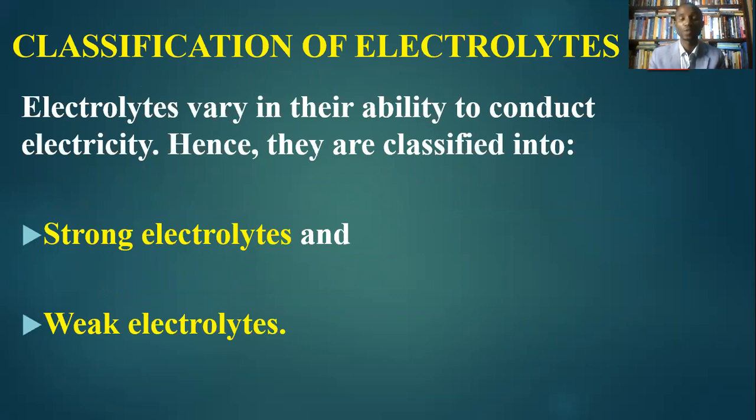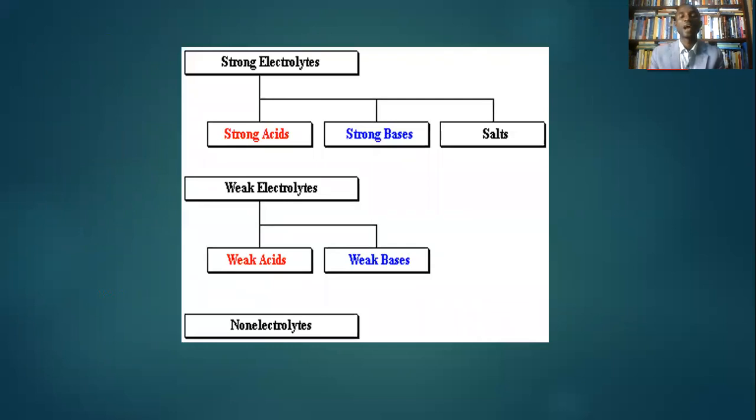Of course, we know that electrolytes are ionic compounds, but some are strong and can ionize completely. Some can ionize slightly. So it depends on their conducting ability: strong electrolytes and weak electrolytes. What are the strong electrolytes? Strong electrolytes are the strong acids, strong bases, and salts, which are the soluble salts. We mean the soluble salts. Weak electrolytes are the weak acids and the weak bases. These are the simplest way you can get them.